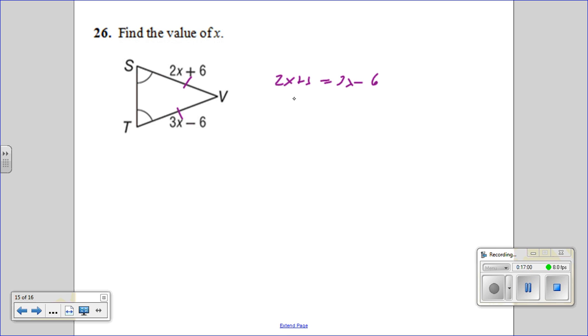So the first thing I would do is subtract x on both sides. So 6 equals x minus 6. Then I would add 6 to both sides. So that means 12 equals x.